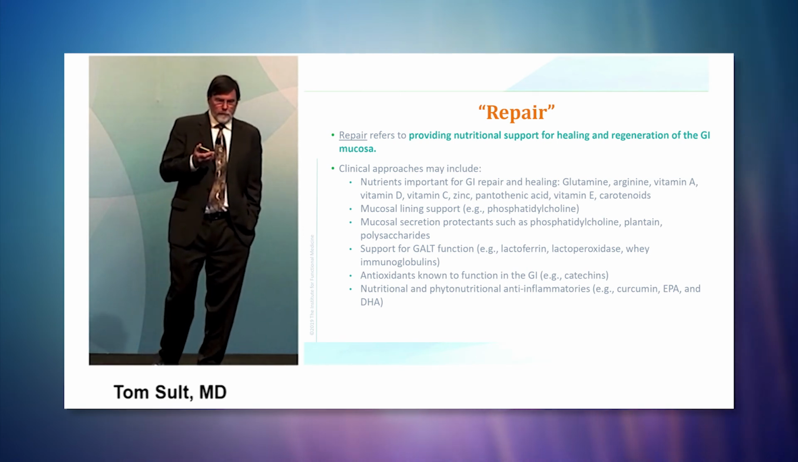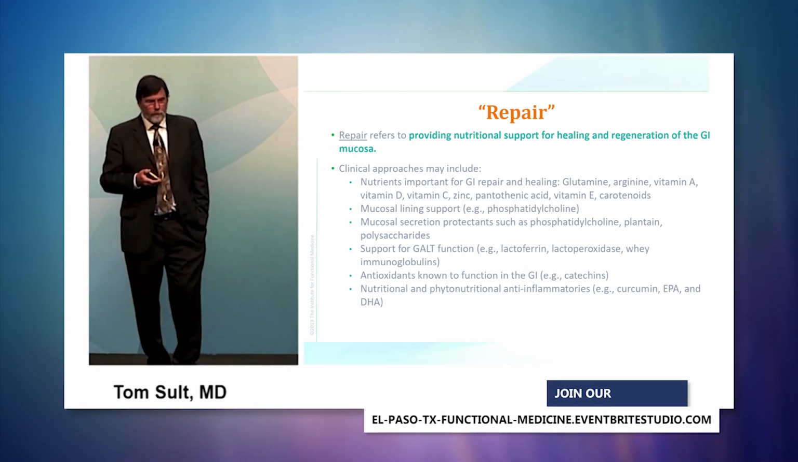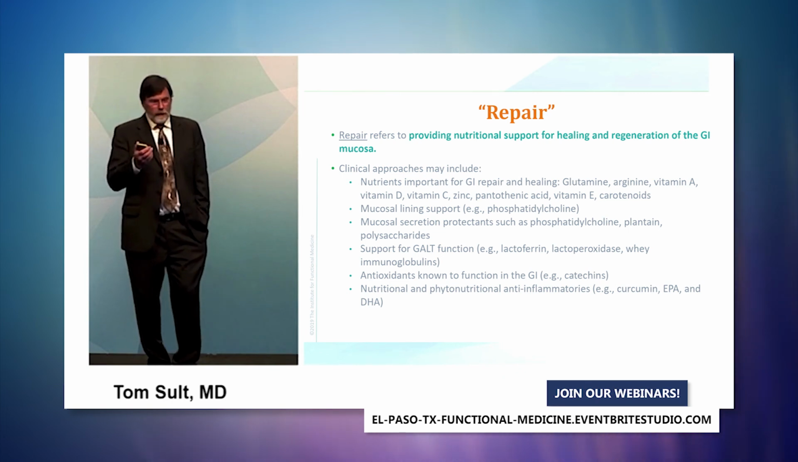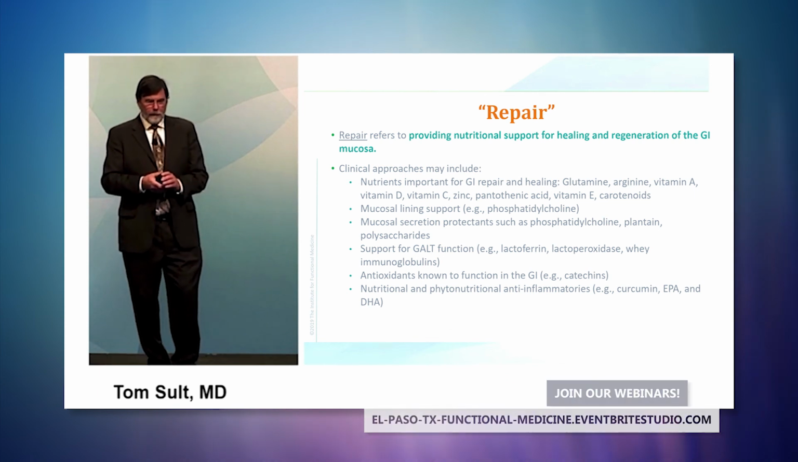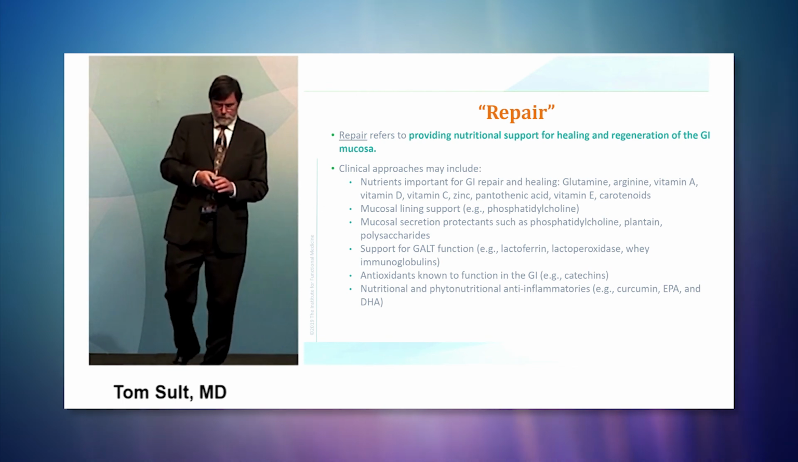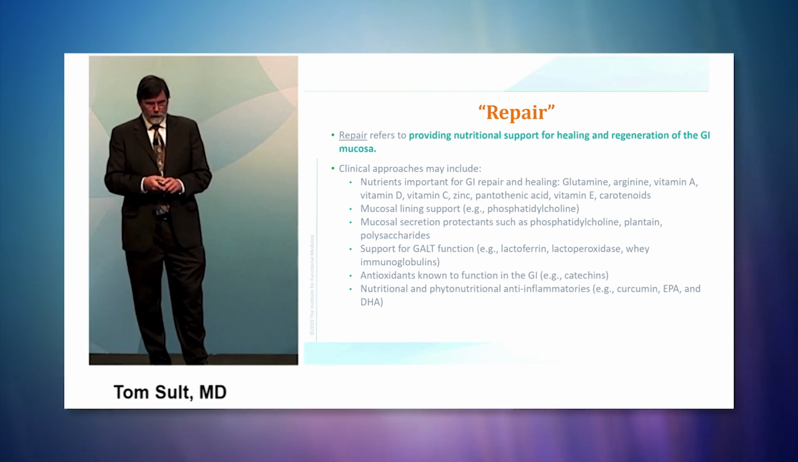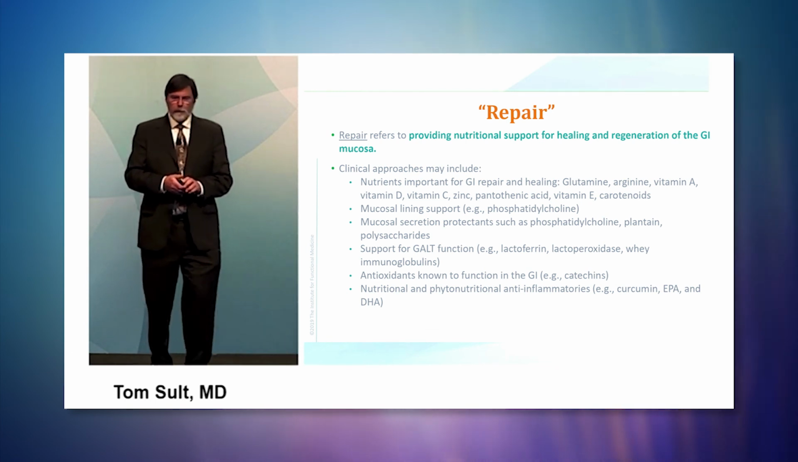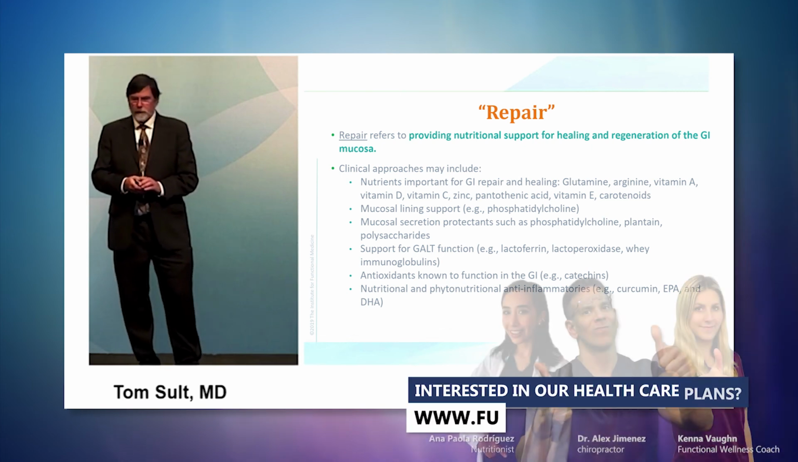Mucosal secretion protectants. Support for the gut-associated lymphoid tissue, the GALT. So lactoferrin, lactoperoxidase, whey immune globulins, serum-derived immune globulins, colostrum. If it's not on the list there, it isn't. Antioxidants known to have function in the gut. So any antioxidant that isn't easy to absorb would be really great for the lumen of the gut. And then nutritional and phytonutritional anti-inflammatories. Curcumin, fish oil, things like that.